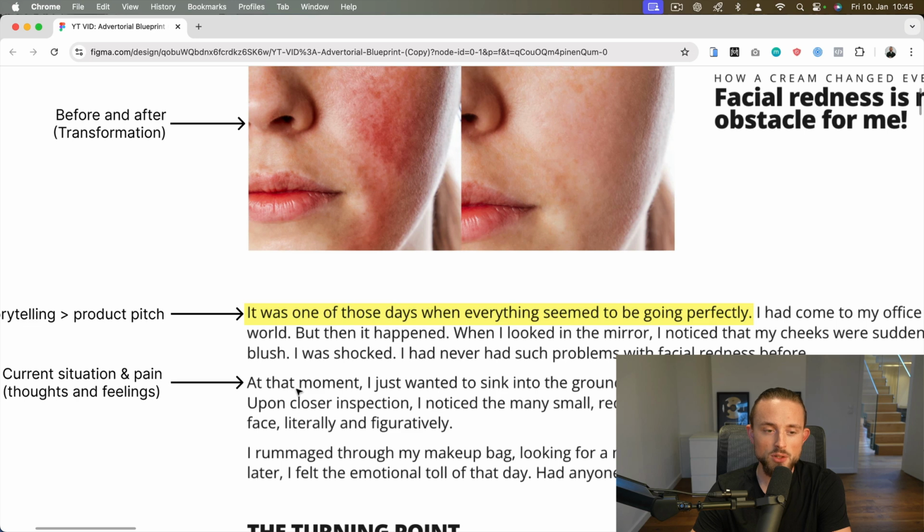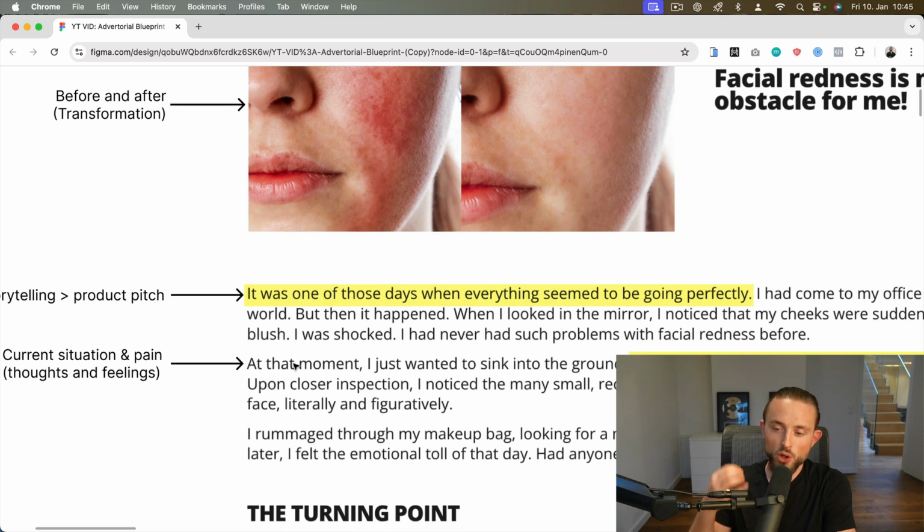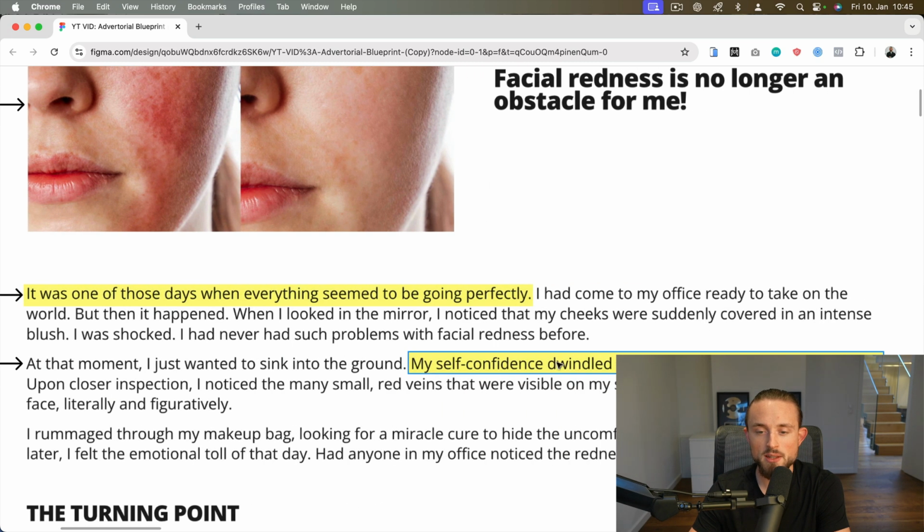And then we basically talk about, we open up the current situation and the pain points, right, that the reader has to make it relatable. So at that moment, I just want to sink into the ground. My self-confidence dwindled and I hardly dared to leave the office.